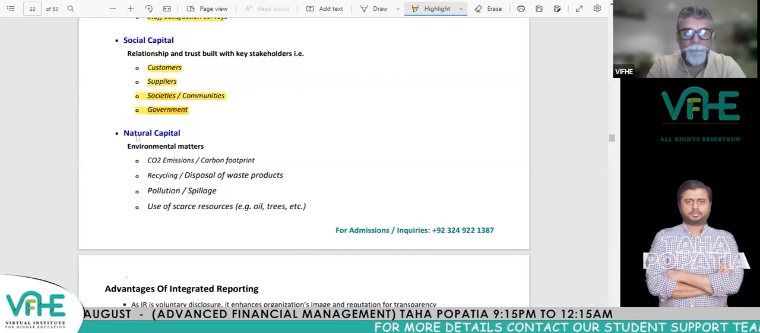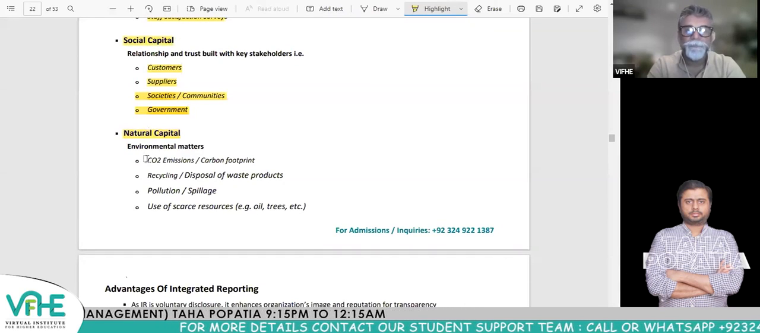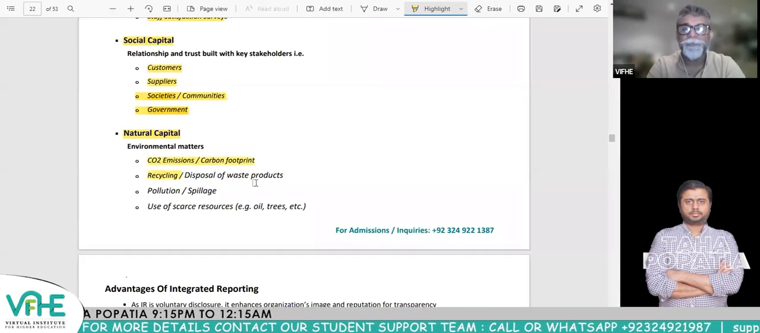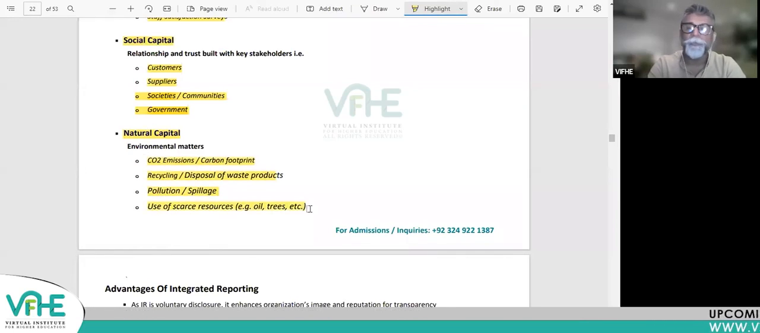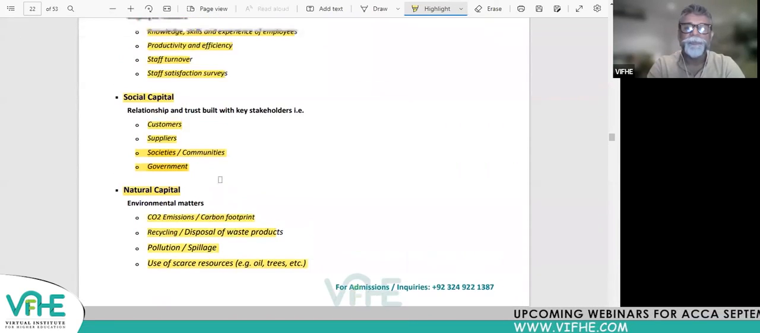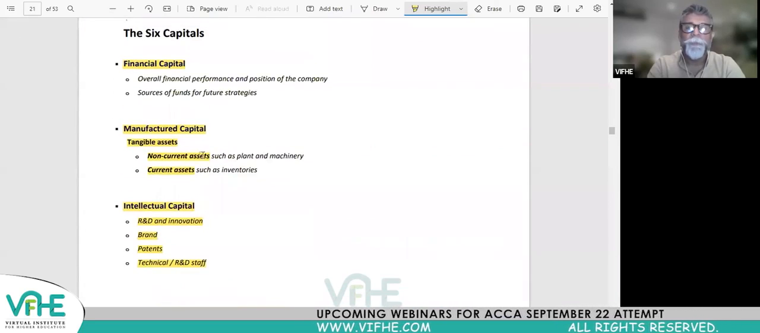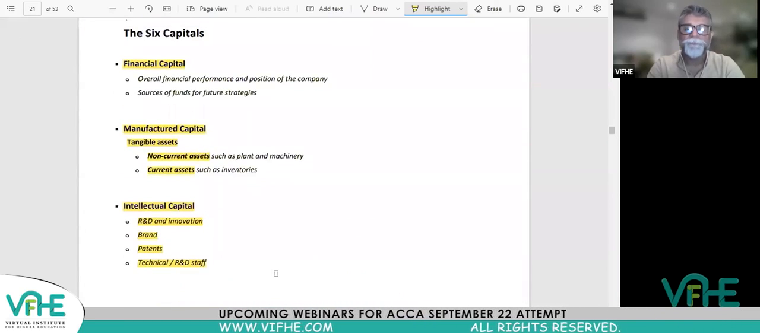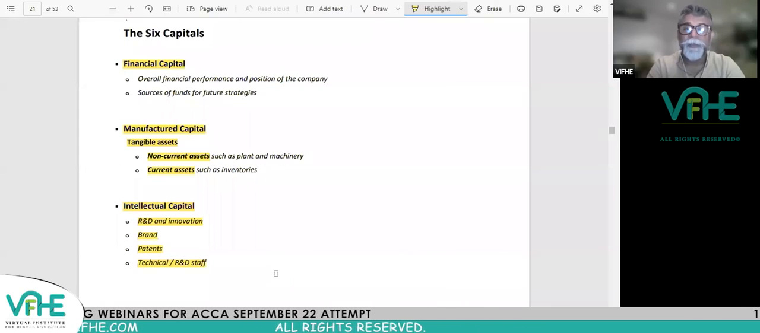And natural capital talks about environmental matters. Carbon emission, recycling, disposal of waste products, scarce resources, all those things we discussed before. Environmental, social, human, intellectual, manufacturing, and financial. So all these things are discussed in IR.